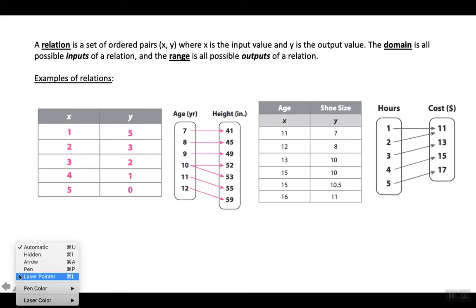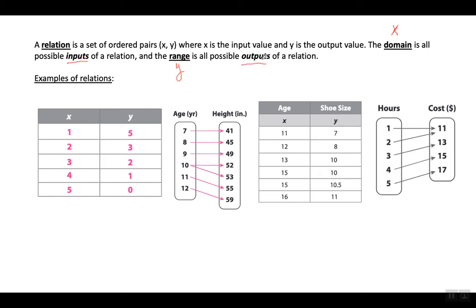This is just the setup for the next slide where it gets more interesting. But one thing I do want to point out is that the domain is always going to be all the x coordinates. All the x coordinates are the domain, and those are the inputs of a relation. And the range, which is all the y coordinates, are all the possible outputs of a relation.